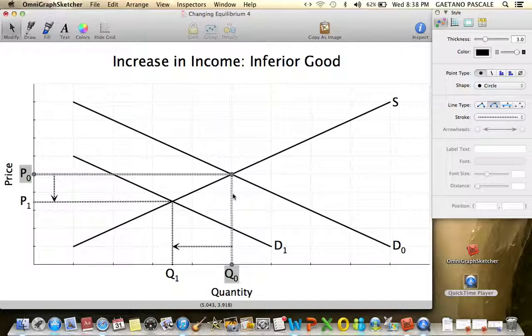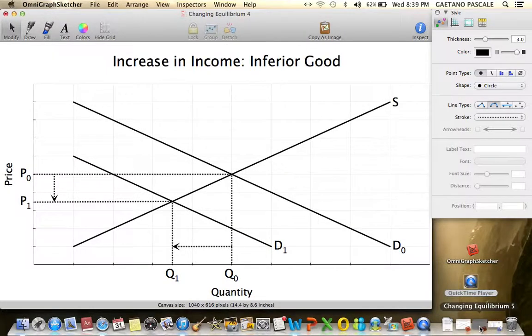So here was our original equilibrium with our original demand. With an increase in income, and this being an inferior good, the demand curve shifts to the left, and we have a new equilibrium price and an equilibrium quantity. So both the new equilibrium price and quantity are less than the original price and quantity.